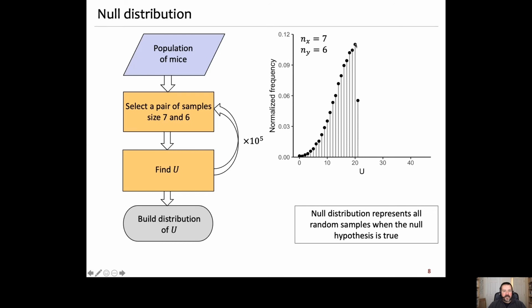It is shown in this figure. And you notice two things. First of all, this is a discrete distribution. U is a count, so it is an integer number. And secondly, it looks a bit weird. It looks like only half of the distribution. This is due to the way U is defined as the minimum of two variables.